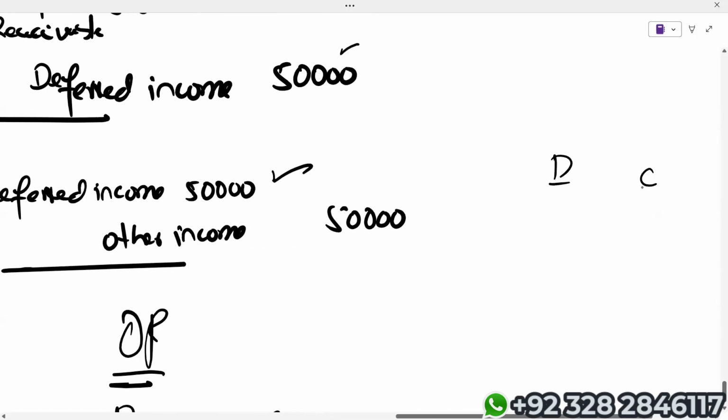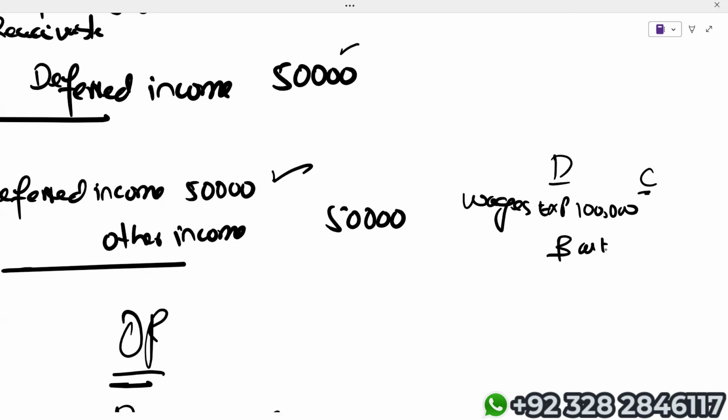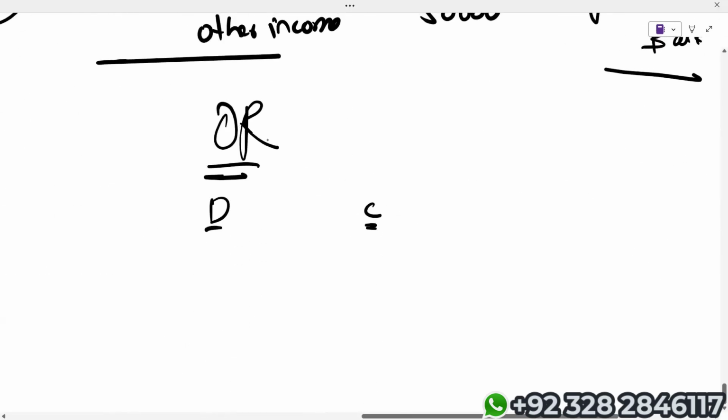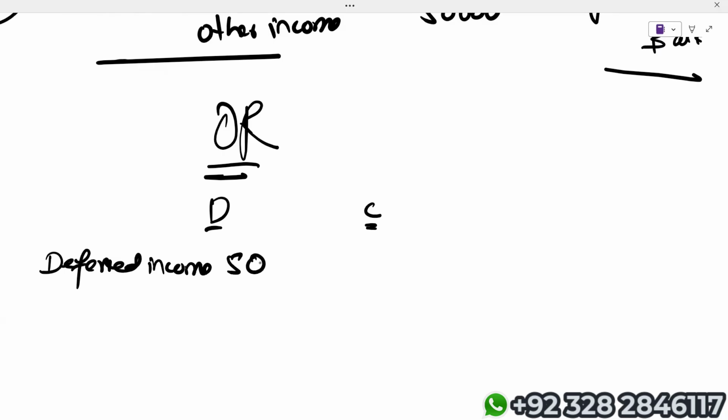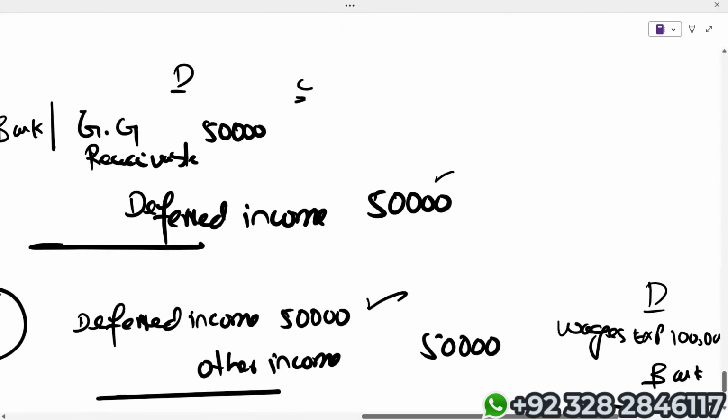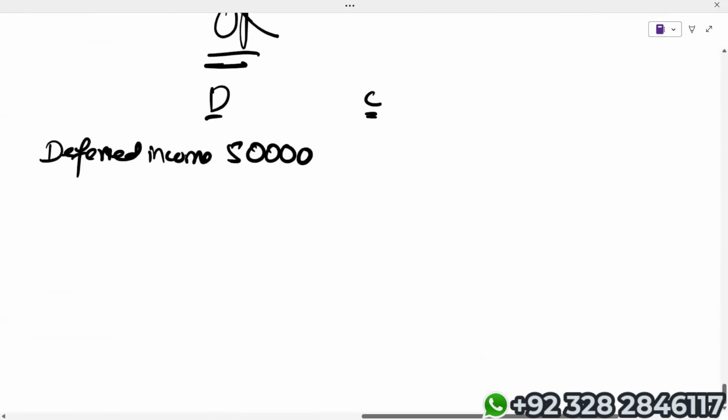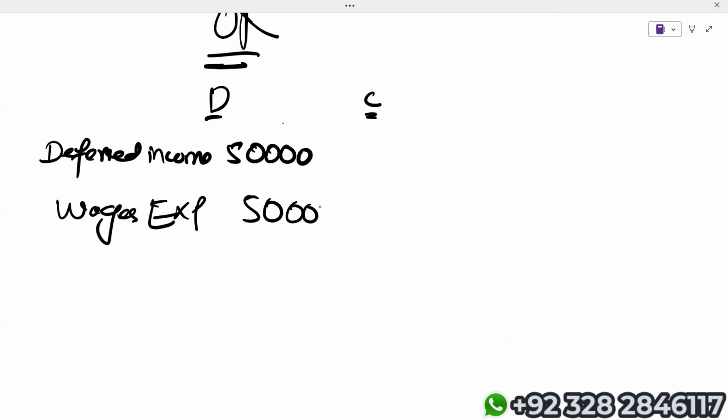What will be the double entry of that wages? Simply wages expense debit by 1 lakh, bank cash credit by 1 lakh. Or another option is deferred income debit by 50. Initially, deferred income was credited. Now I have debited, so the deferred income is over. Wages expense simply 50,000 because we are paying 50. 50 is coming from the government. So bank 1 lakh.